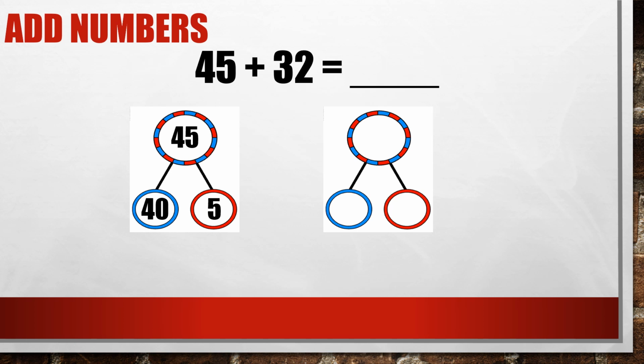Can you do the 32? Let's put it in the circle. Can you remember how to partition the 32? If you remembered that the number 32 when partitioned is 30 and 2, great job. Now we're going to use this information to be able to add these big numbers together. And let's see how we do this.